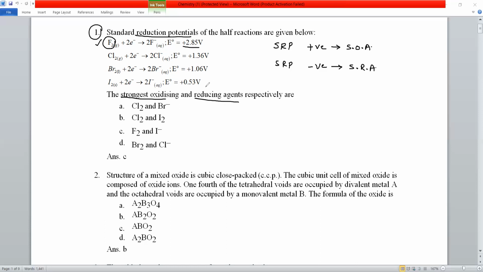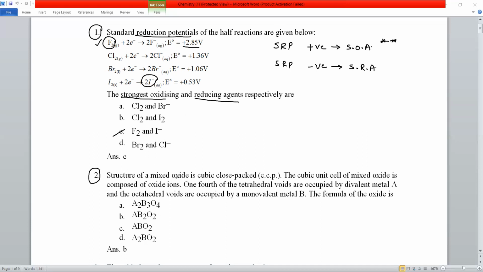And which is the least value here? Plus 0.53 is the least one. So that is nearly equal to the negative charge, so that is the reducing agent. So I minus is acting as a reducing agent. So the answer should be C, students. This is the answer for that question.